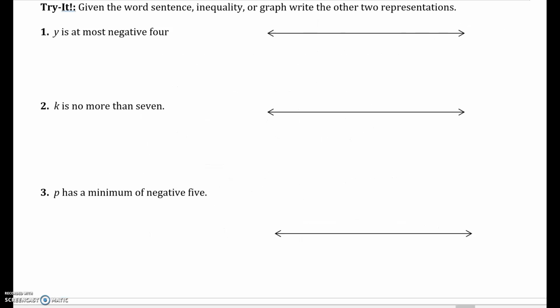All right, I'm going to have you guys do another try it. I want you to try these 5 questions and then go ahead and hit continue to check them.